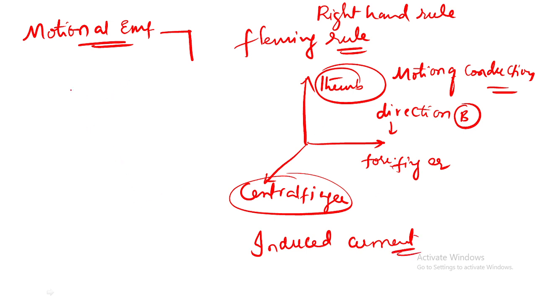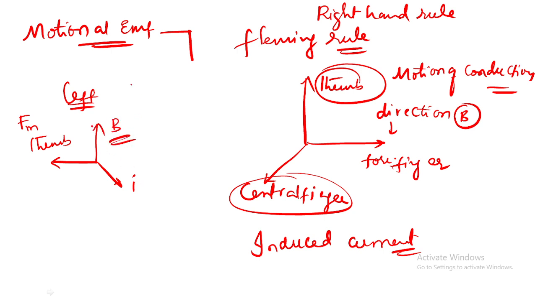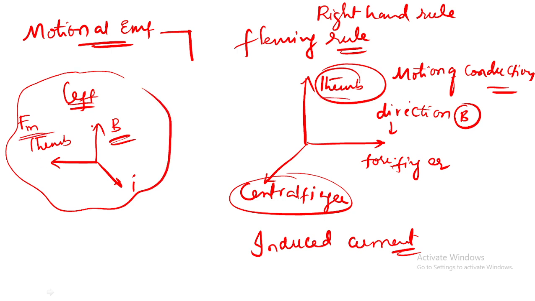Then you might have studied the left hand rule. What is the left hand rule? In the left hand rule, if I show the thumb, the thumb indicates the magnetic force. The middle finger is the current and the forefinger is the magnetic field. Same thing but left hand, and F is the magnetic force, while in the right hand rule the thumb is the motion of the conductor. It is important.